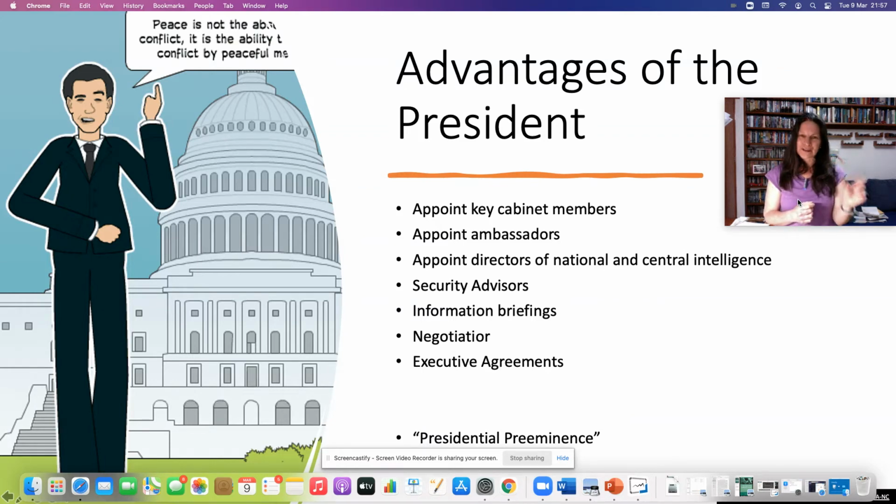Although the Secretary of State is then in charge of the ambassadors and the embassies of the United States abroad, it is the president that appoints the ambassadors, again, with a 2/3 approval from the Senate. The president also appoints the directors of national and central intelligence, security advisors, some of them ratified by the Senate and some of them not.